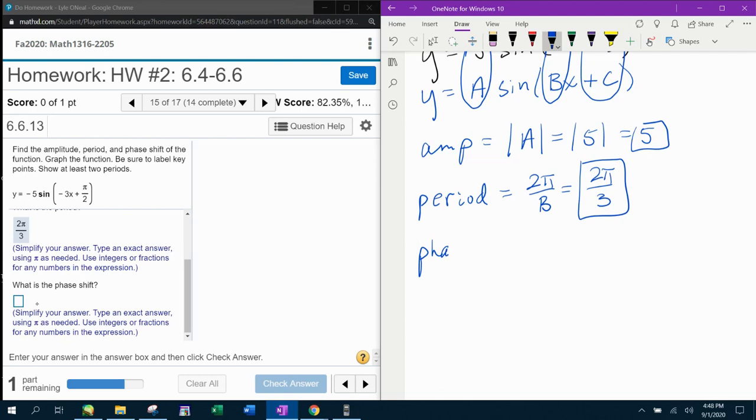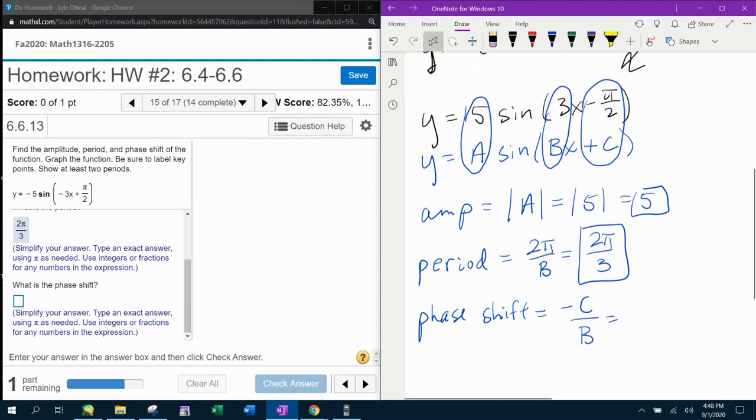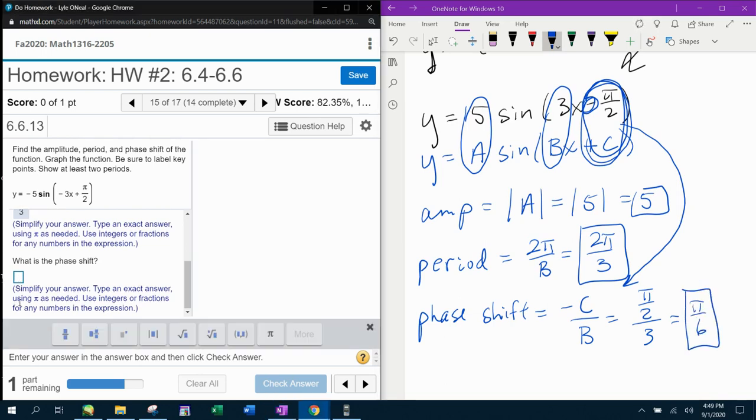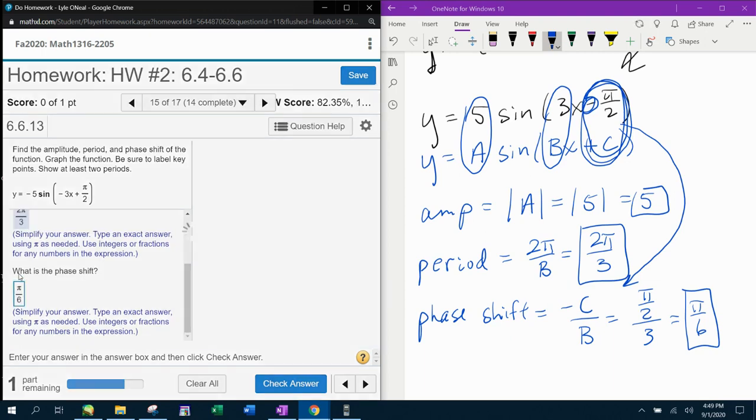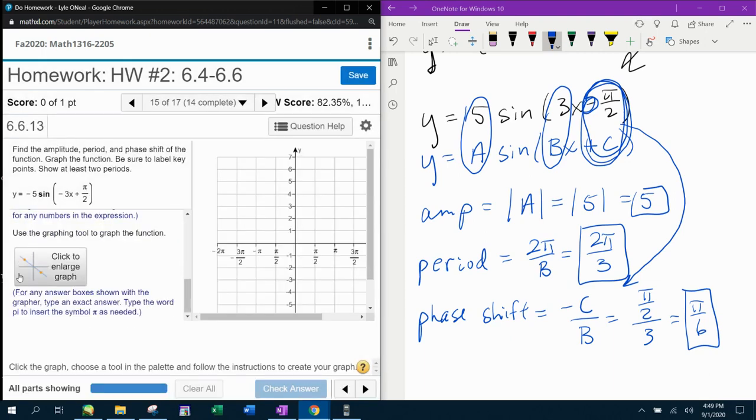And last but not least, we need the phase shift. Now the formula for the phase shift is negative C over B. And notice that our value of C is already negative. So if I plug that into the formula, a negative and a negative make a positive pi over 2 all over 3. B is 3. But then I'm going to need to simplify that. Pi over 2 over 3 simplifies to pi over 6. And that should be my phase shift, okay? Pi over 6. Whew, okay, good. I hadn't lied to you yet.